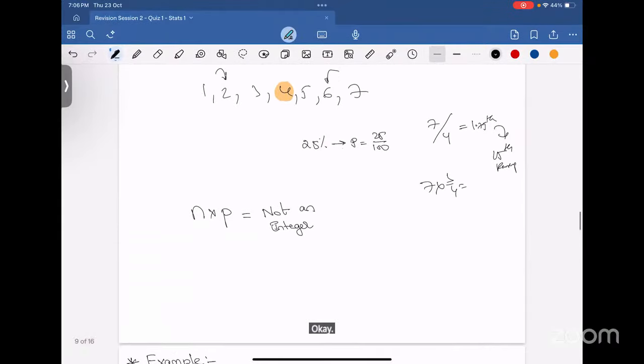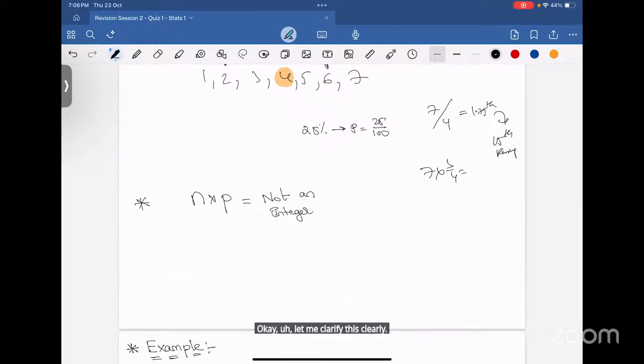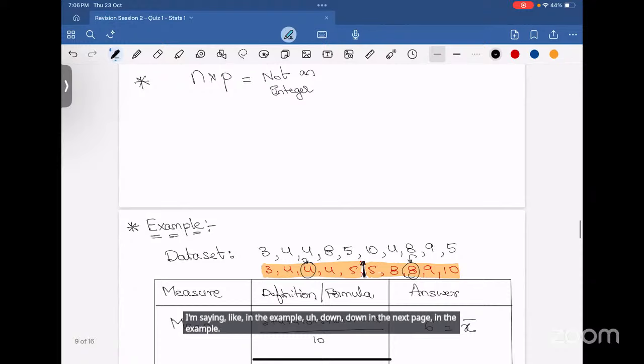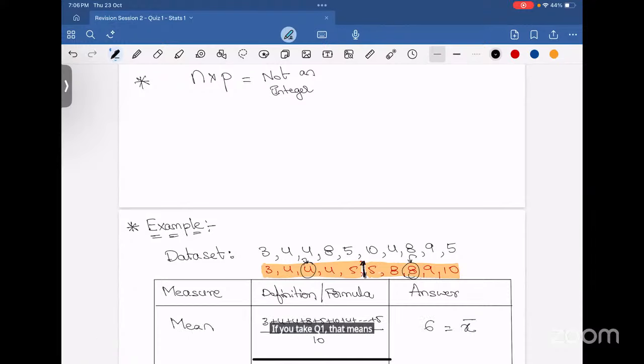Okay, let me clarify this clearly. In the example down on the next page, if you take Q1, that means it should be 10 into 25%, that means 1 by 4. 10 into 1 by 4, right? Correct. That will be 2.5. So you have to take the next integer, which is not the 4th. 2.5 is 3, so you should take the third observation.